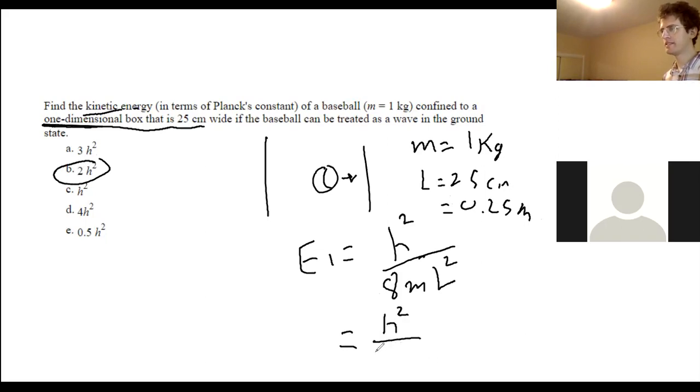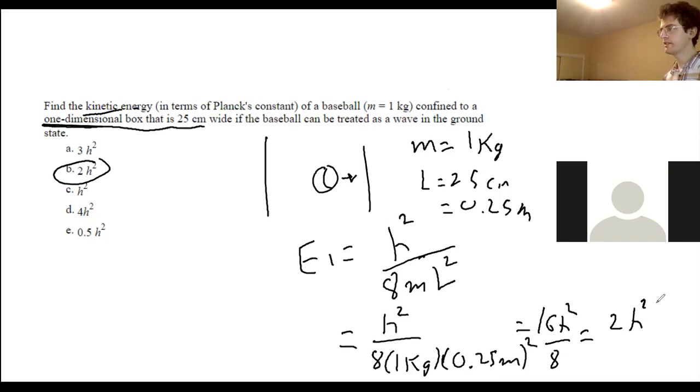Since if you plug everything in, you have like 0.25 centimeters squared here. Sorry, that's already meters. So you'll end up with 16 h squared divided by 8, which is 2h squared. So Planck's constant is like 6 times 10 to the negative 34. Planck's constant is tiny, real tiny.